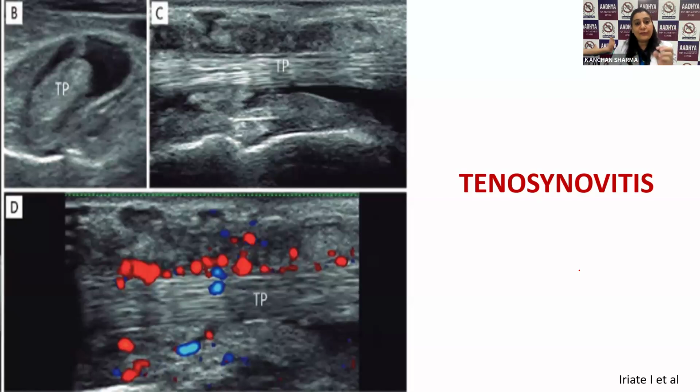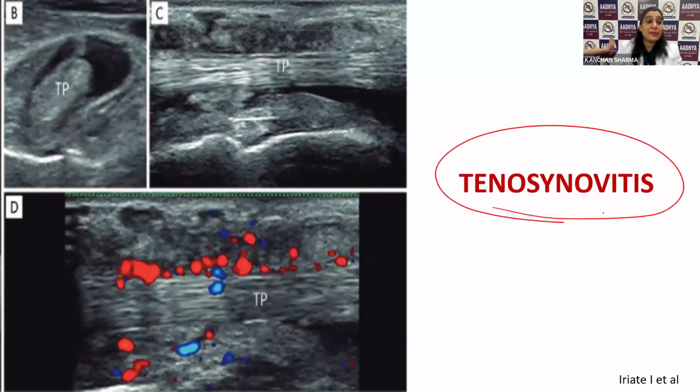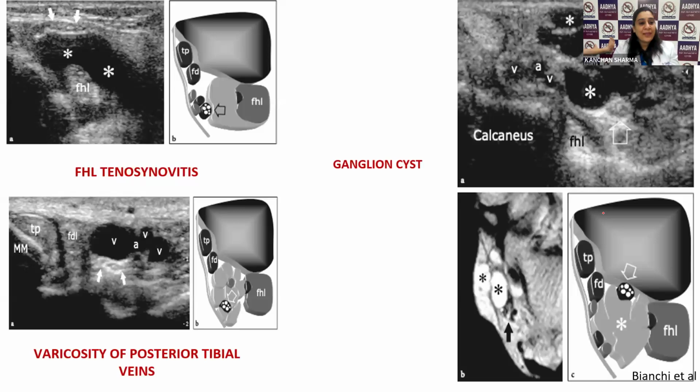So sole of the foot, if the patient is having some kind of tingling sensations, think of an entrapment of tibial nerve. What all can cause the entrapment? You can have the tenosynovitis of your tibialis posterior tendon. Recently, I have seen one, okay? And then you have this FHL, because again, it's a tendon.